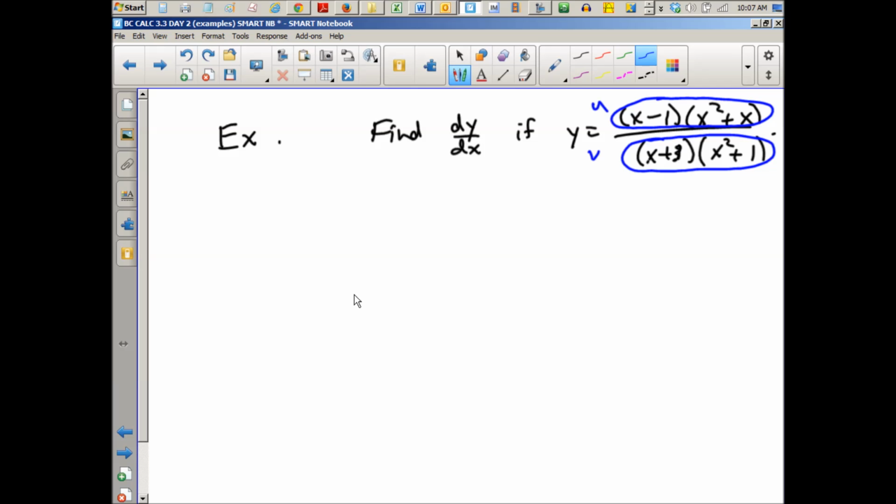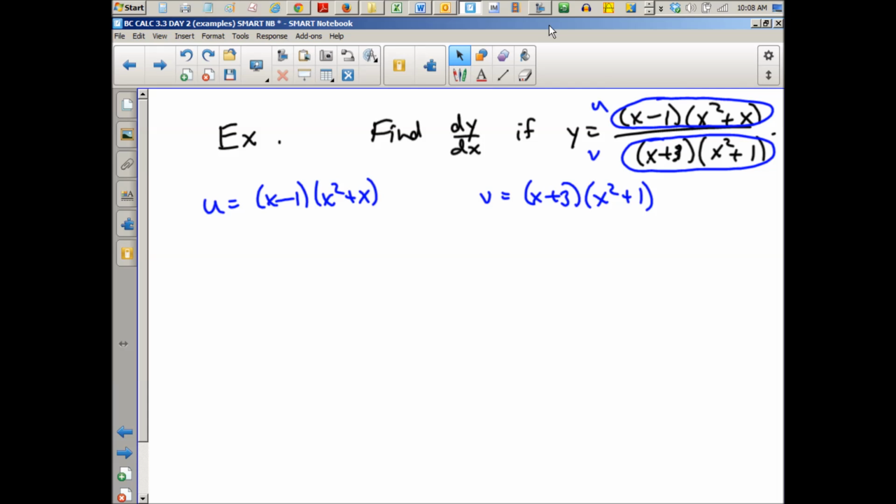And before I even do this problem, I'm going to write down u and v right here. So I have x minus 1 and x squared plus x. And for v, I have x plus 3 and x squared plus 1. Okay, so I'm just recording those because this is going to get pretty messy. Now I'm going to go on and find basically u prime.